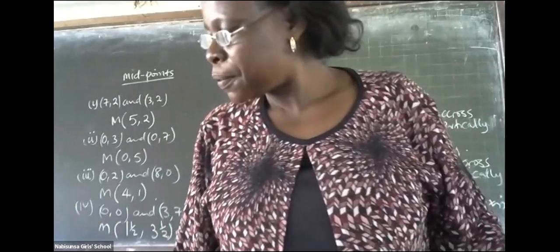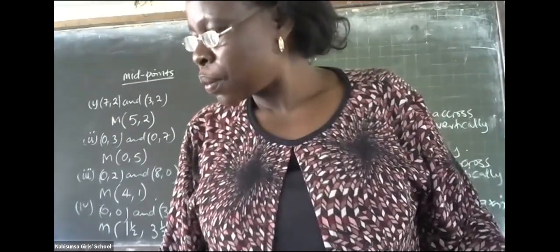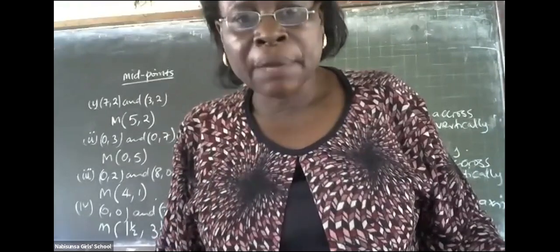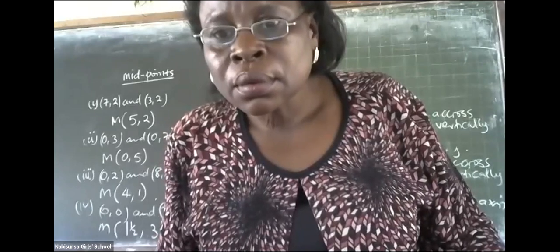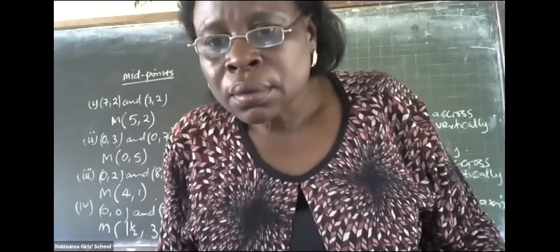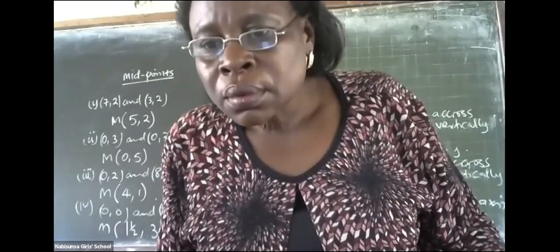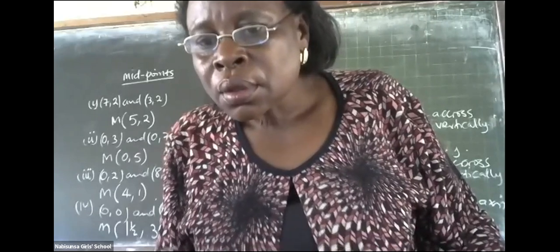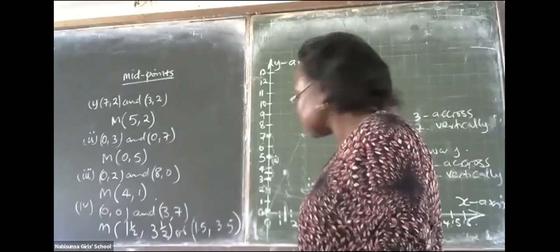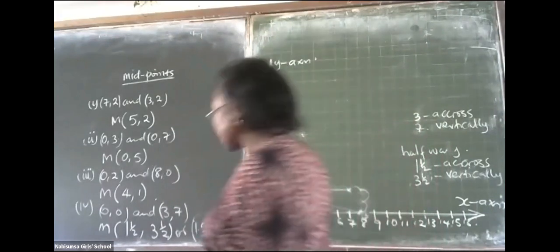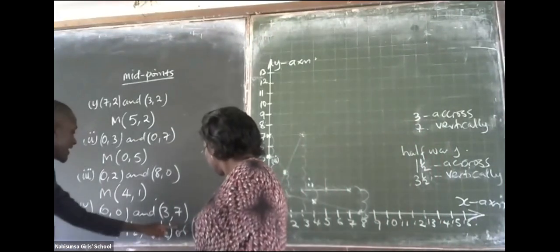Excuse me, teacher. My name is Stacy. How come we have 2 middle points here and on the other we don't have 2 middle points? Which one do we have? On number 4.